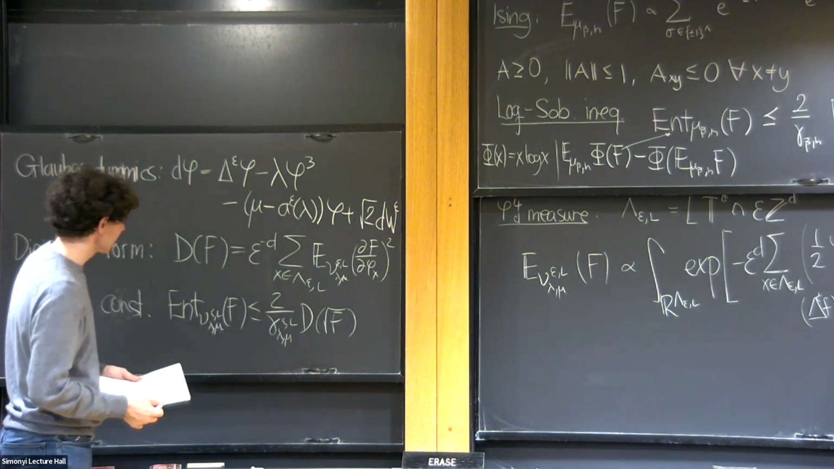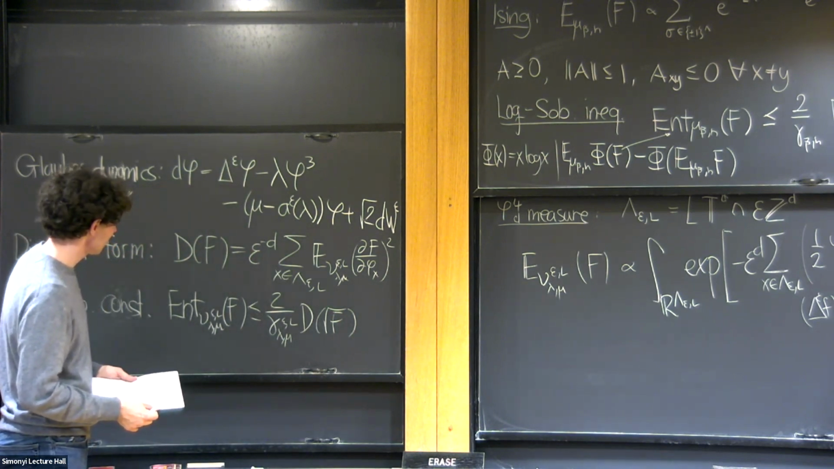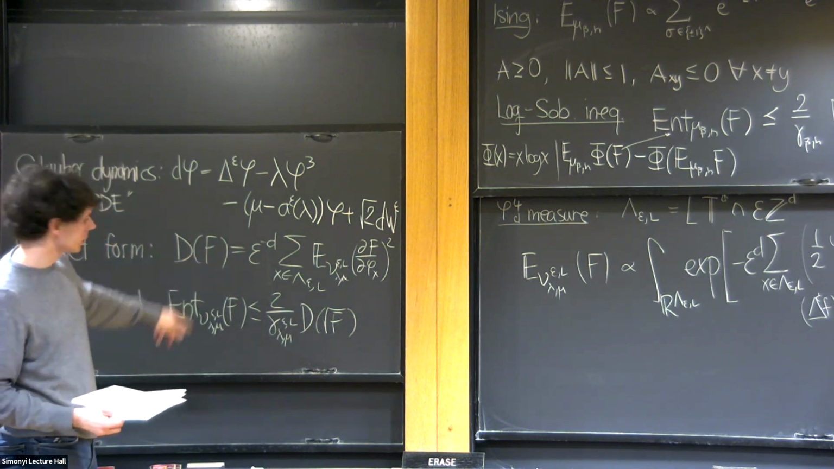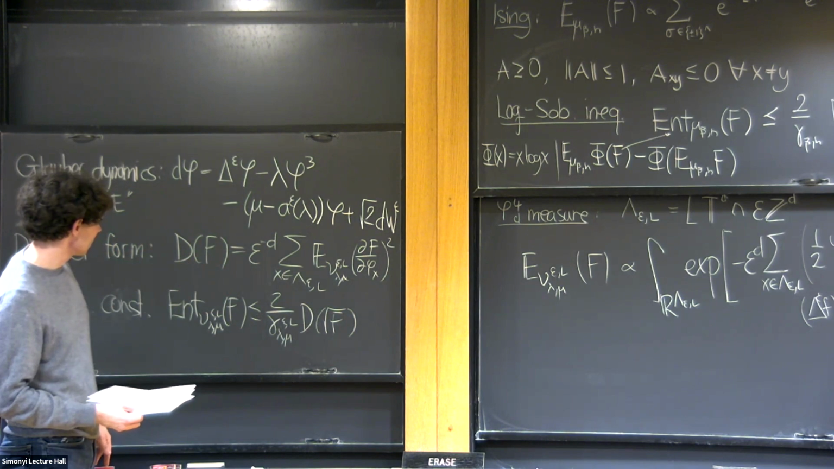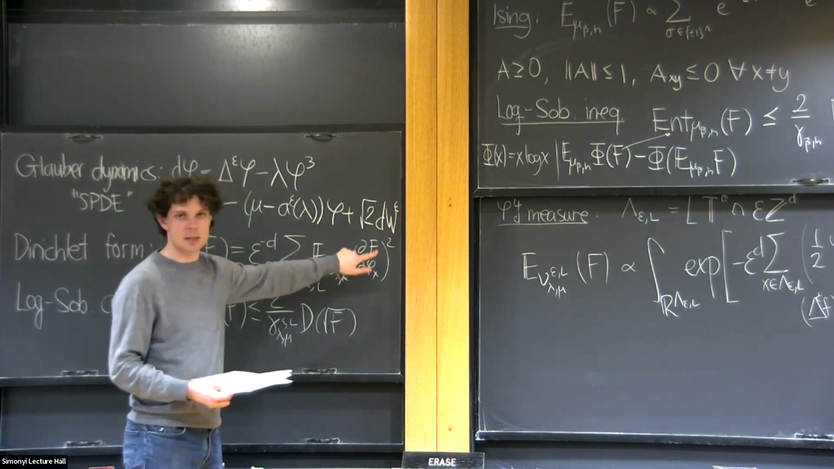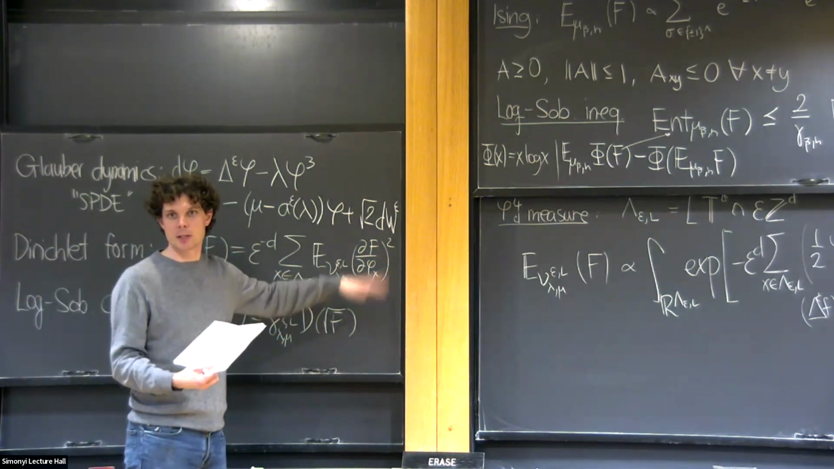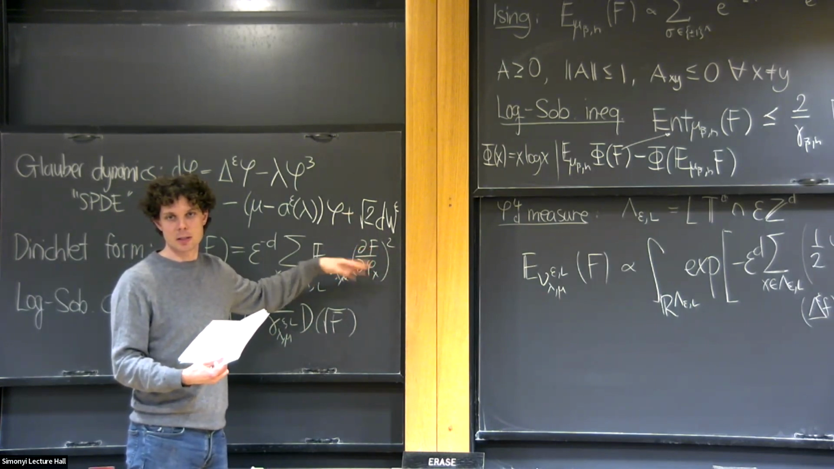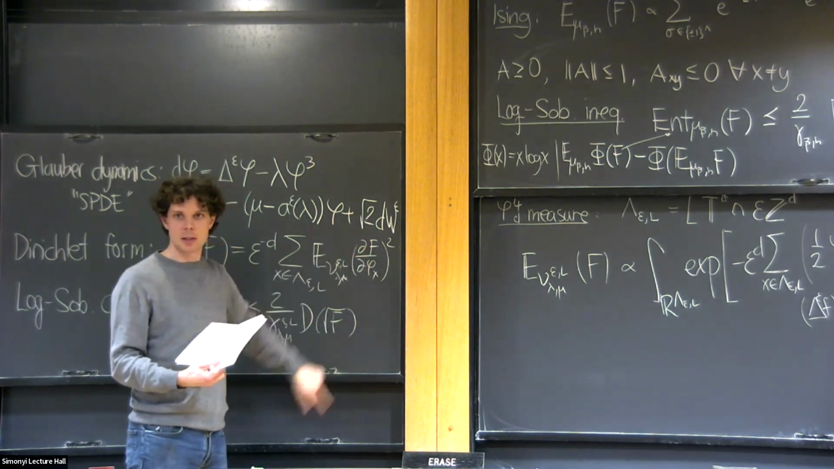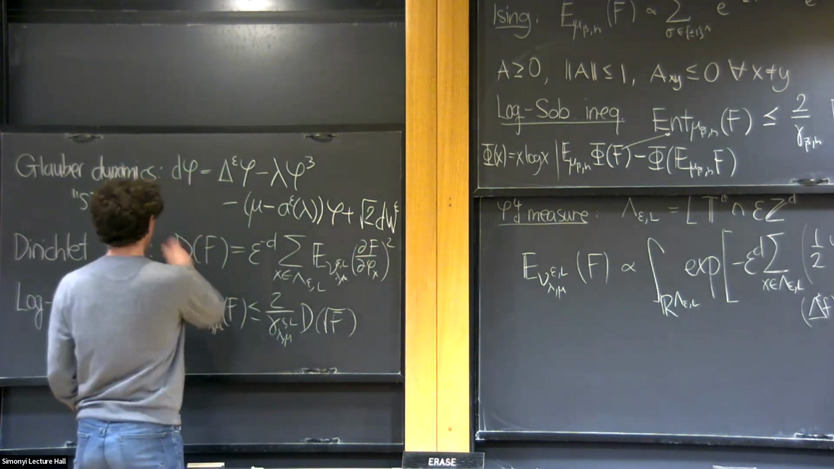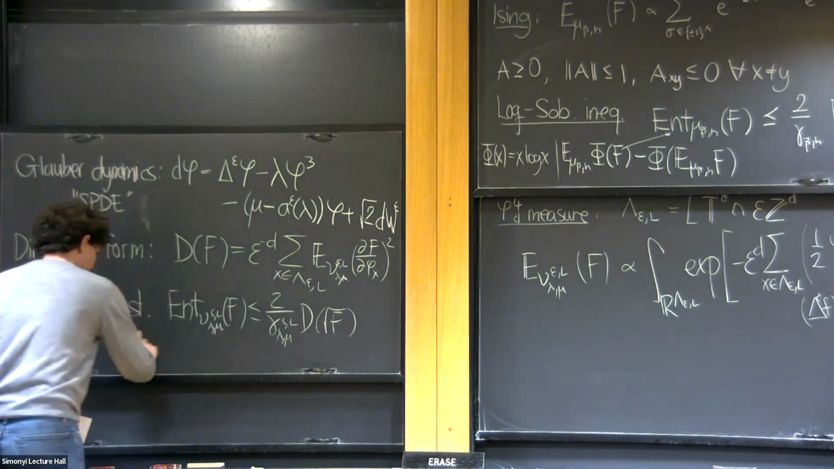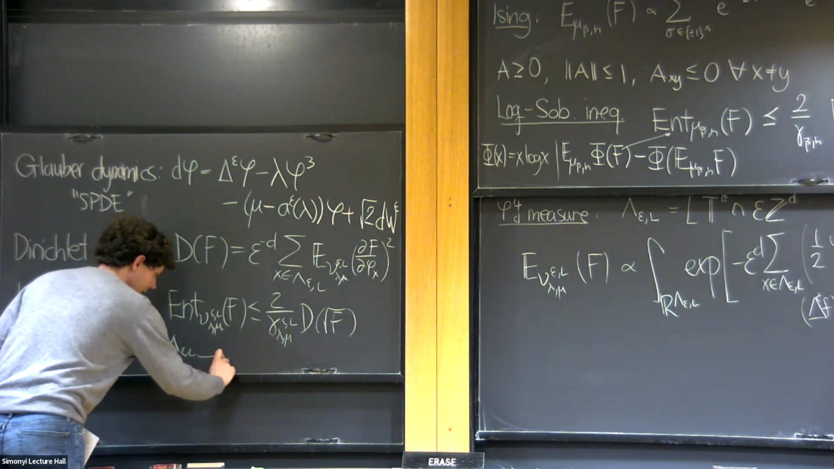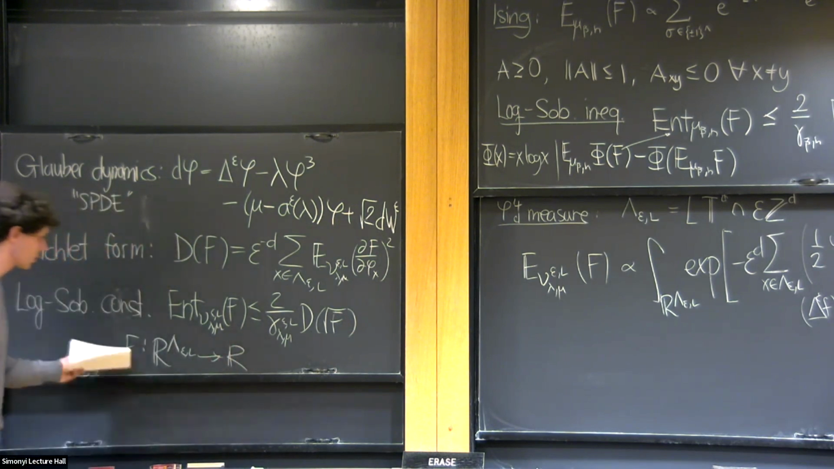The derivative of F with respect to phi_x is as before, it's just the discrete. Sorry, where? You have the dF over d phi_x. Well, this is just a continuum. F is a function on R to the Lambda. This is a usual derivative, not a discrete derivative. So F is on R to the Lambda, so it's very high dimensional, right? I see.